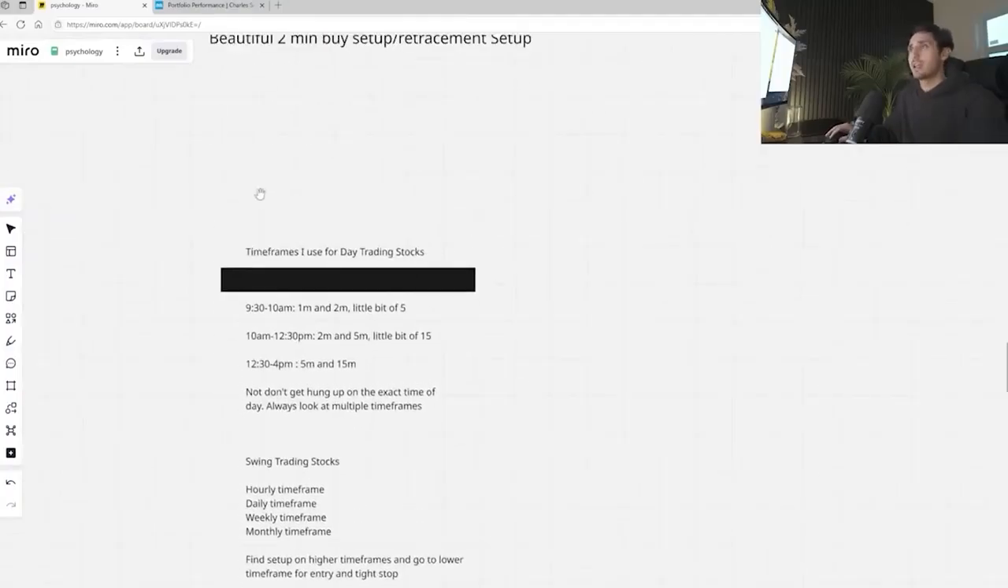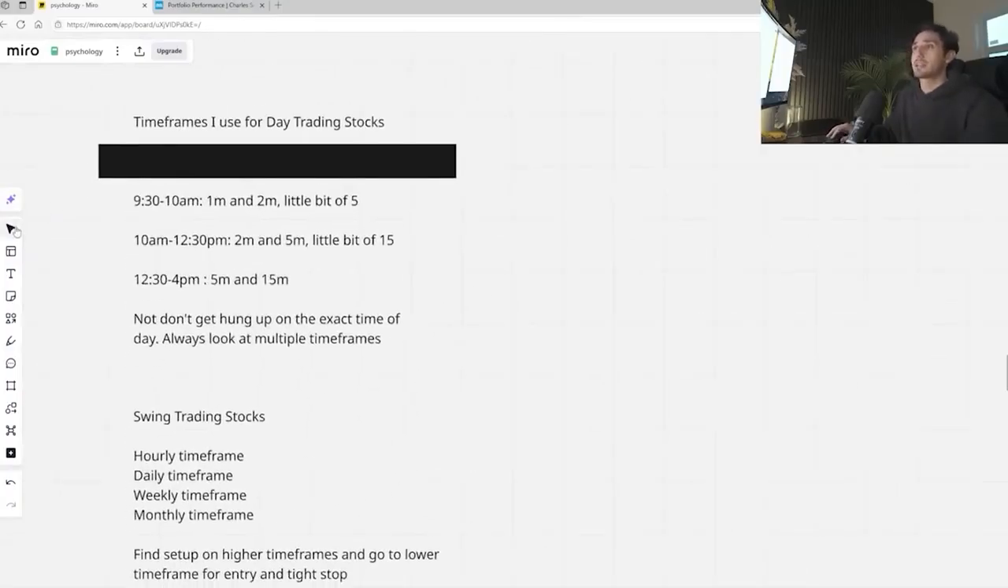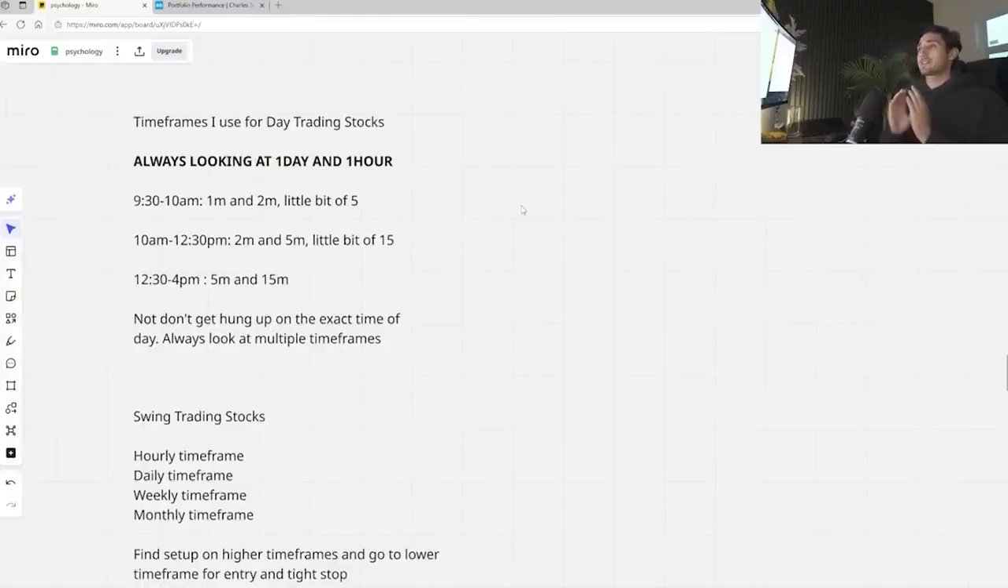Now, let's go ahead and cover what time frames I actually use for trading stocks. Right off the bat, I am always looking at the higher time frames. For everything that I do, I'm always keeping an eye on the daily time frame and the hourly time frame for every single one of my trades. So when the market first opens, I am primarily focusing on the 1 minute and the 2 minute chart. And closer to 10 a.m., I'm definitely focusing on the 5 minute chart as well.